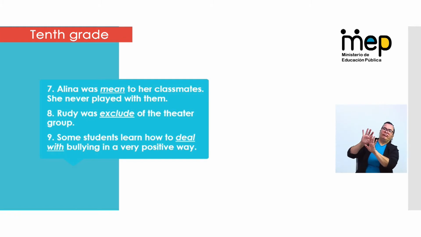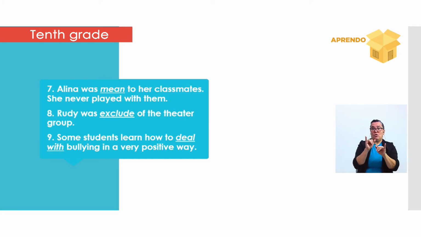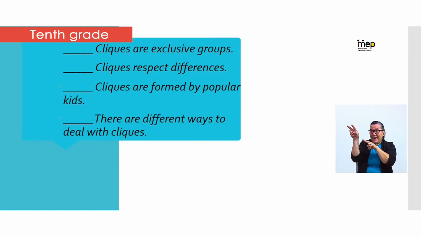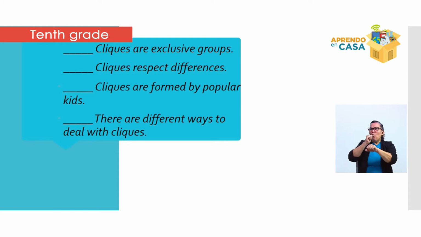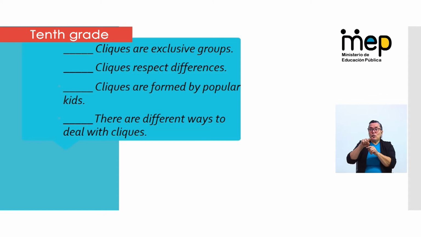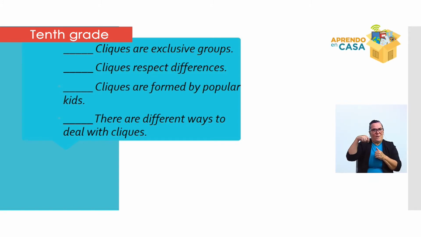Okay, now let's see, because we are going to listen to an audio, but first you are going to go over these statements. Okay, let's see the statements. There you have, cliques are exclusive groups. Cliques respect differences. Cliques are formed by popular kids. There are different ways to deal with cliques. So pay a lot of attention because you are going to tell me what is mentioned in the audio and what is not mentioned. Okay, so let's listen to the audio, to the video. It's a video, okay, so you have to watch the video and pay a lot of attention to what they said.